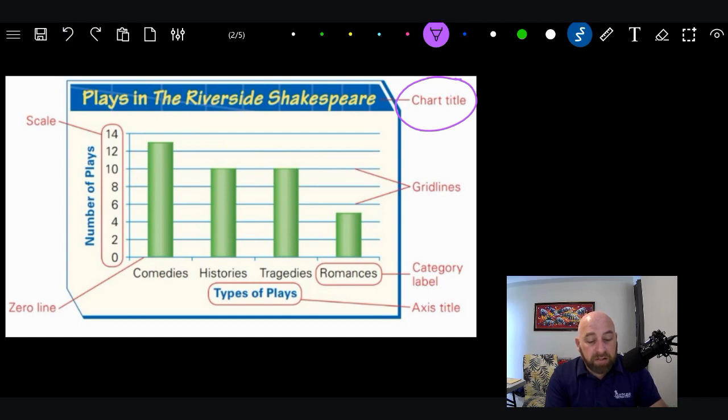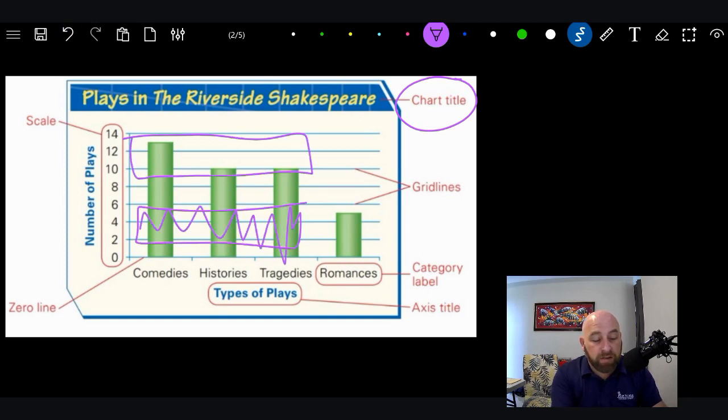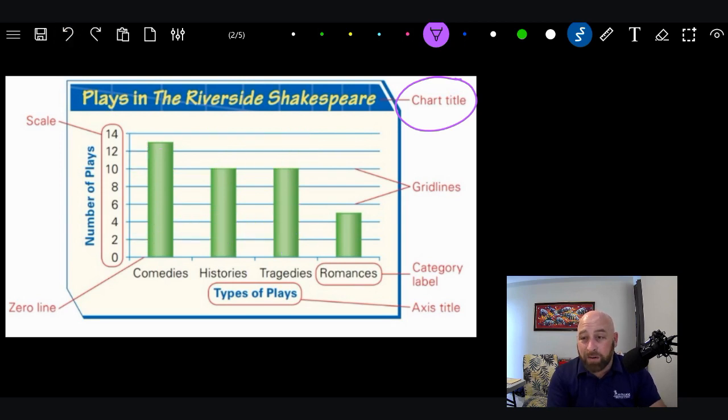Those bars, in this case, are what's called vertical bars, because they're going up and down. You can also have horizontal bars, so we could have something like this. You could even have vertical and horizontal in the same graph, but for the most part they choose one or the other. It's vertical or horizontal. So this one's vertical.